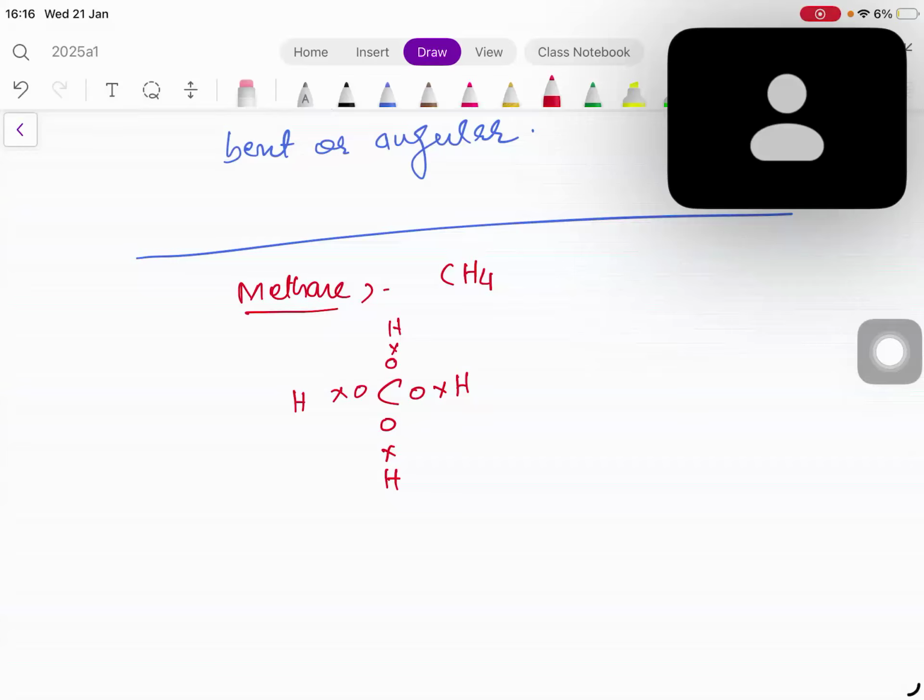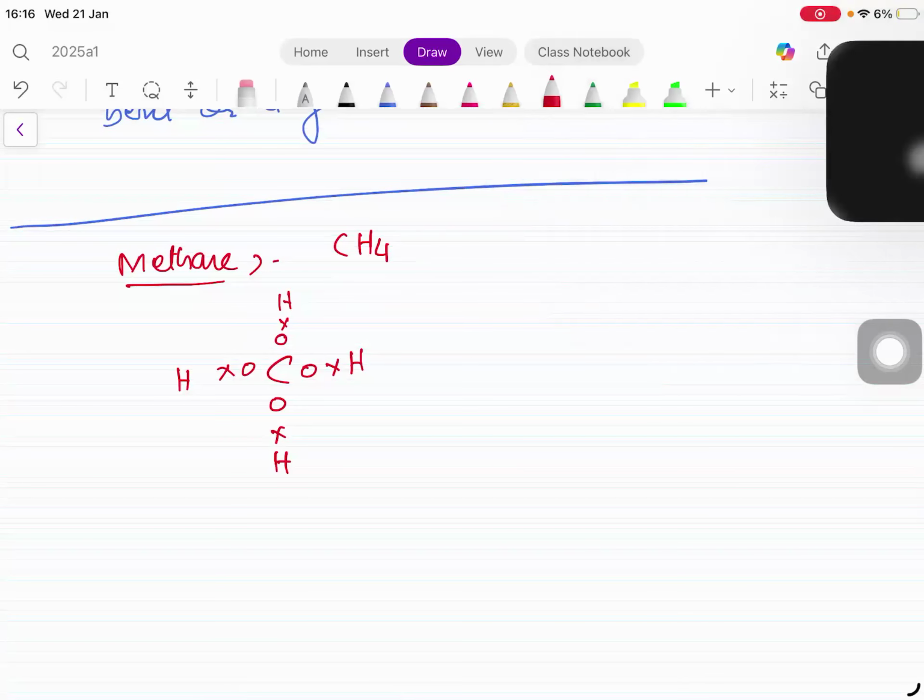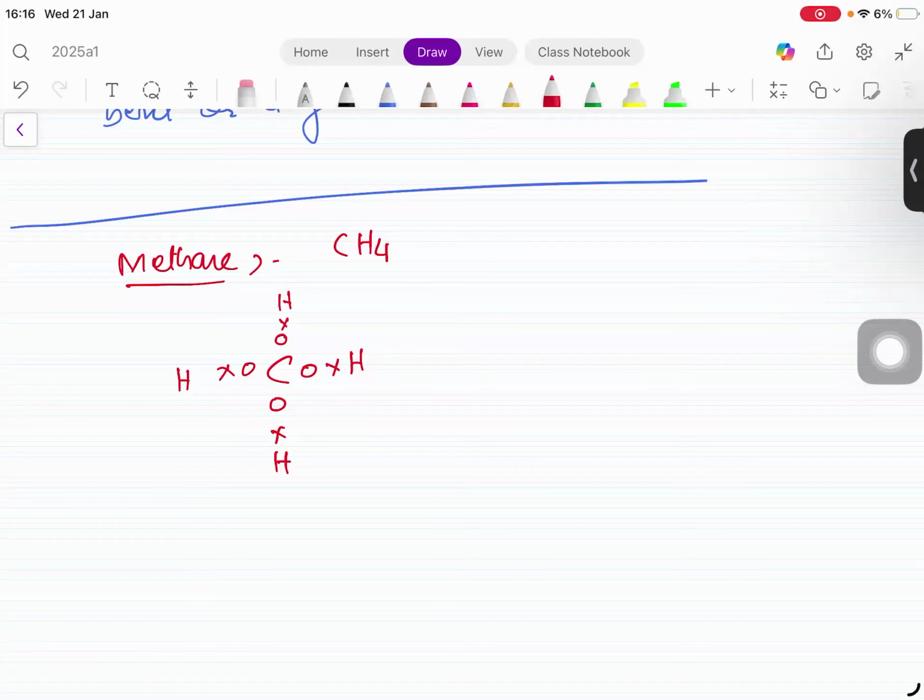Before moving on, let me give you the examples. Here the first one is CH4. Look at this. So how many electron pairs around the central atom? 4, and all 4 are what? Bond pairs. So look, this is the tetrahedral shape.